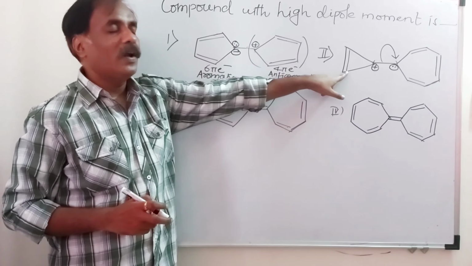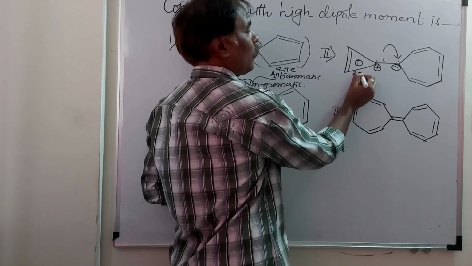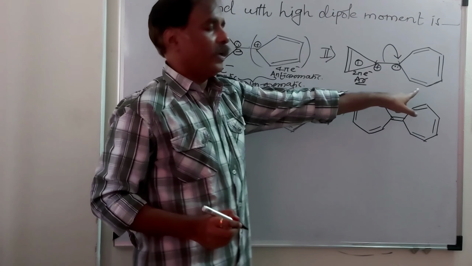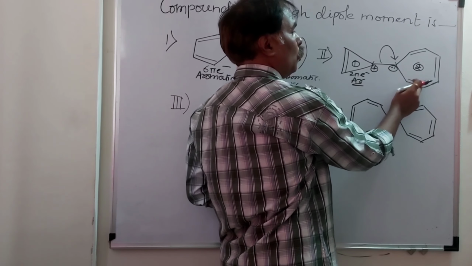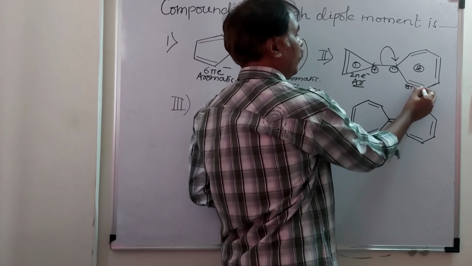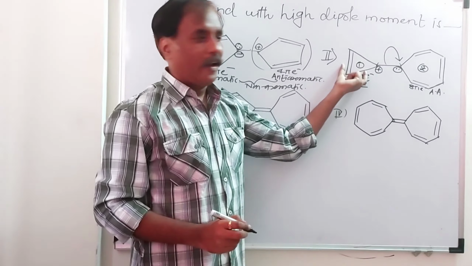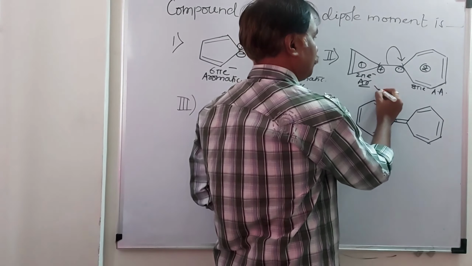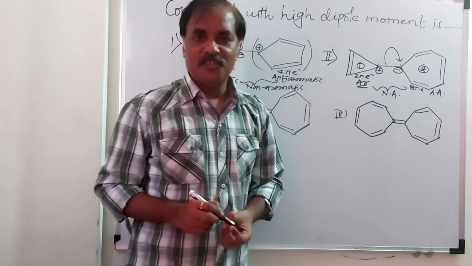Take ring number 1. Total number of pi electrons is what? 2 pi electrons, and aromatic. Take ring number 2. Total number of pi electrons is what? 2, 4, 2, 6, 2, 8. Yani, this is anti-aromatic. Ring number 1 is aromatic, ring number 2 is anti-aromatic. So the overall compound is what? Non-aromatic, and it is unstable.